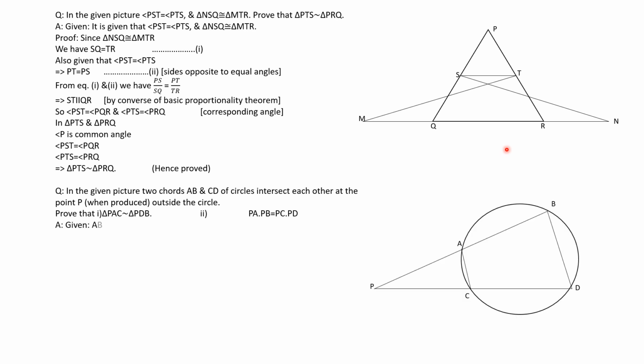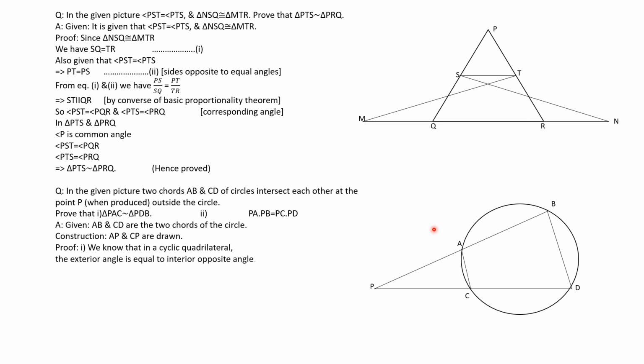Let's draw the picture. So given that AB and CD are the two chords of the circle, construction: AP and CP are drawn. This AP and CP are the construction part that has been drawn. Proof. We know in a cyclic quadrilateral, the exterior angle is equal to the interior opposite angle. That means angle PAC equals angle PDB, this is the first equation, and angle PCA equals angle PBD, this is the second equation.